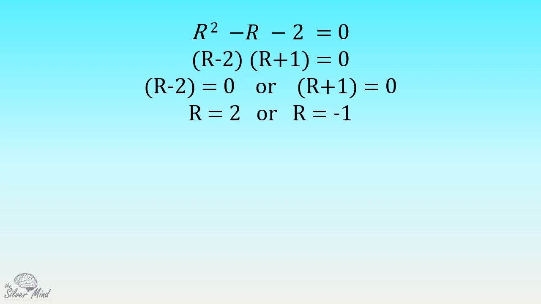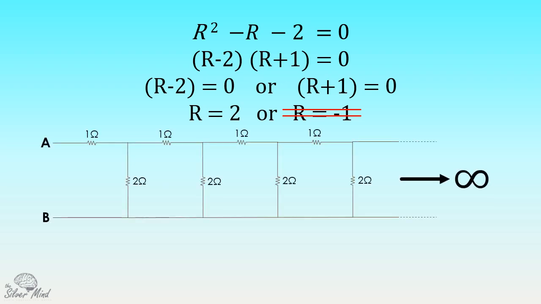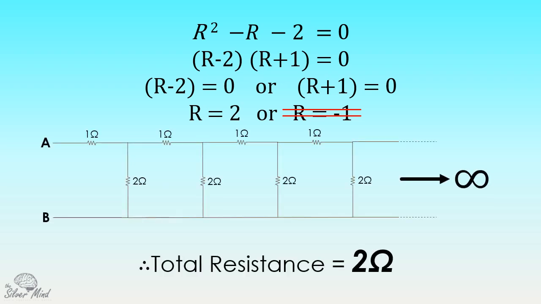Here, resistance should not be a negative value. Therefore, R equals negative 1 cannot be taken as an answer. Since that, the total resistance of this infinite long resistance combination is 2 ohm.